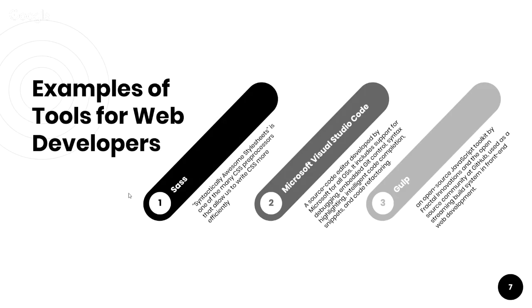So here are the three tools that are the most popular that front-end developers use. They are SAS, Microsoft Visual Studio Code, and Gulp. The first one, SAS. SAS is an abbreviation which means syntactically awesome style sheets. Apart from having an awesome name, as you know, this is a CSS preprocessor.